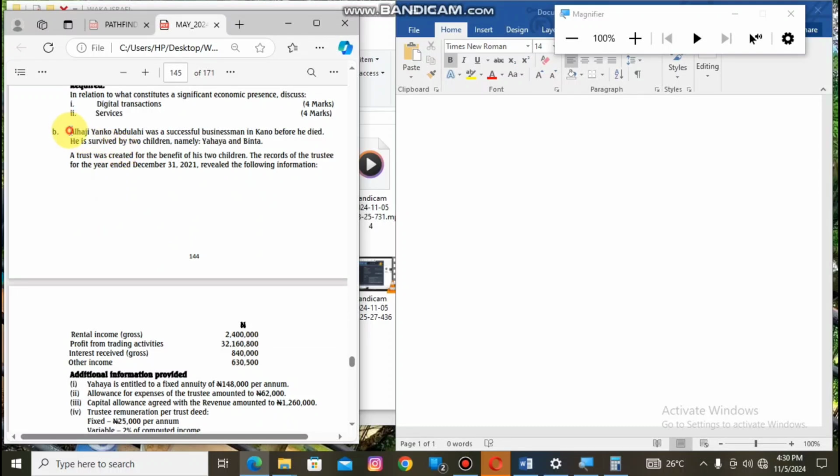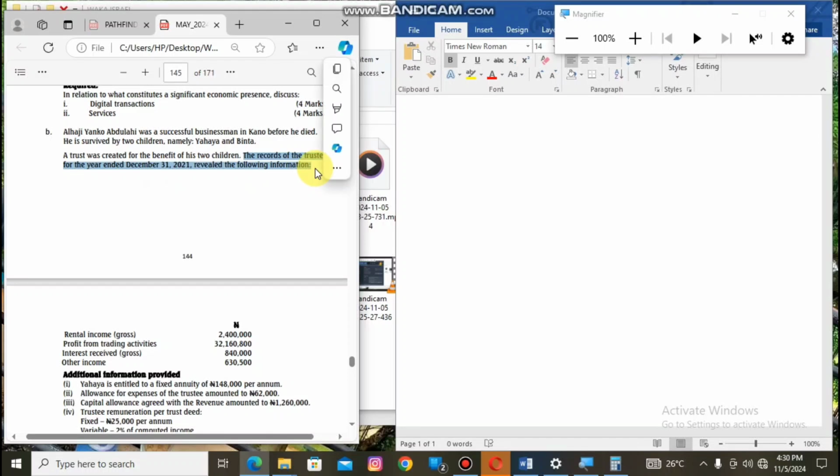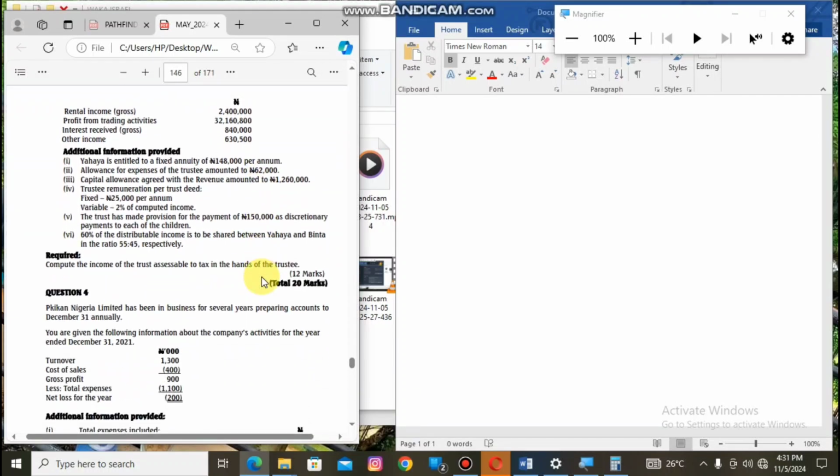So if you look at the question, Alhaji Yanko Abdullahi was a successful businessman in Kano before he died. He is survived by two children, namely Yahya and Binta. The trust was created for the benefit of his two children. The record of the trustee for the year ended 31st December reveals the following information. We have rent 2.4 million, profit from trading activities 32.1 million, interest received gross, other income.